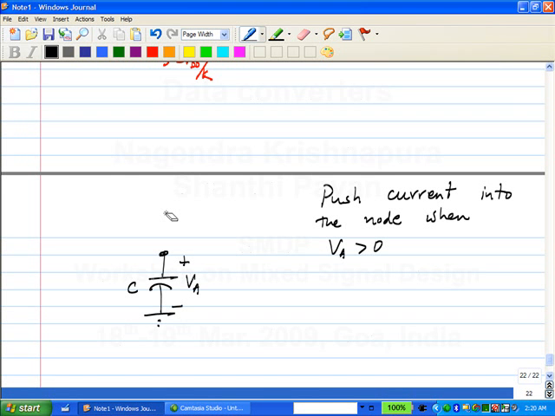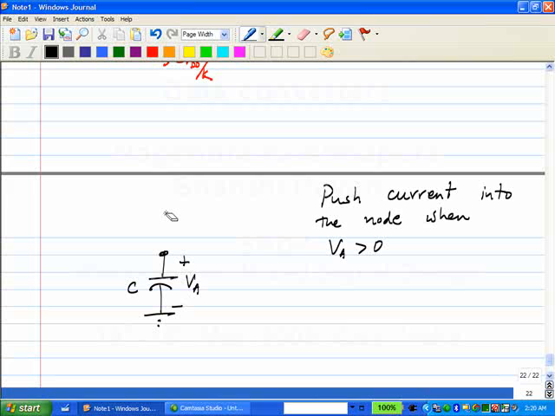Similarly, if VA is smaller than 0, you will pull current from this node. So what will happen to the voltage? It will go on dropping. Ideally it will attempt to go to minus infinity, but in practice it will get clipped off at minus VDD. We assume dual supplies, so plus VDD or minus VDD. Correct? Does it make sense?